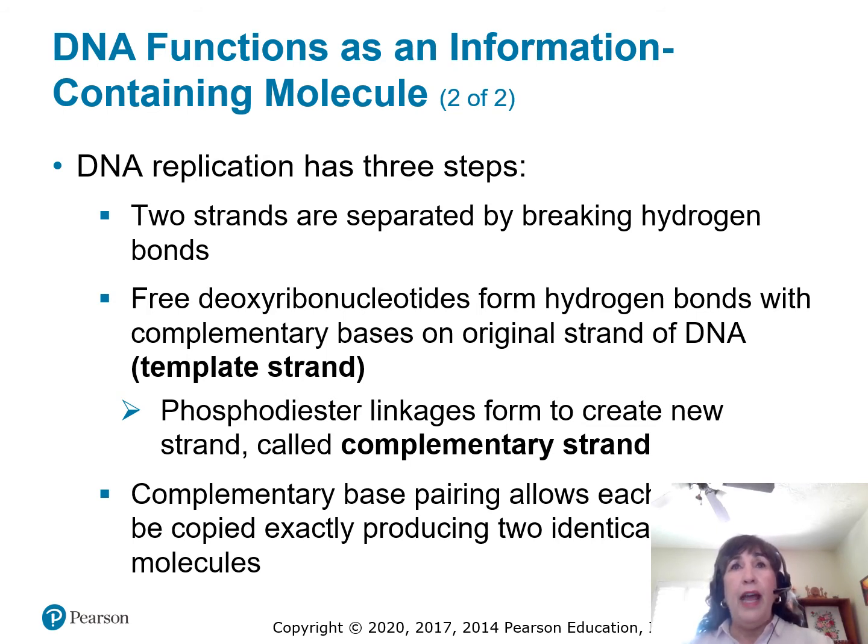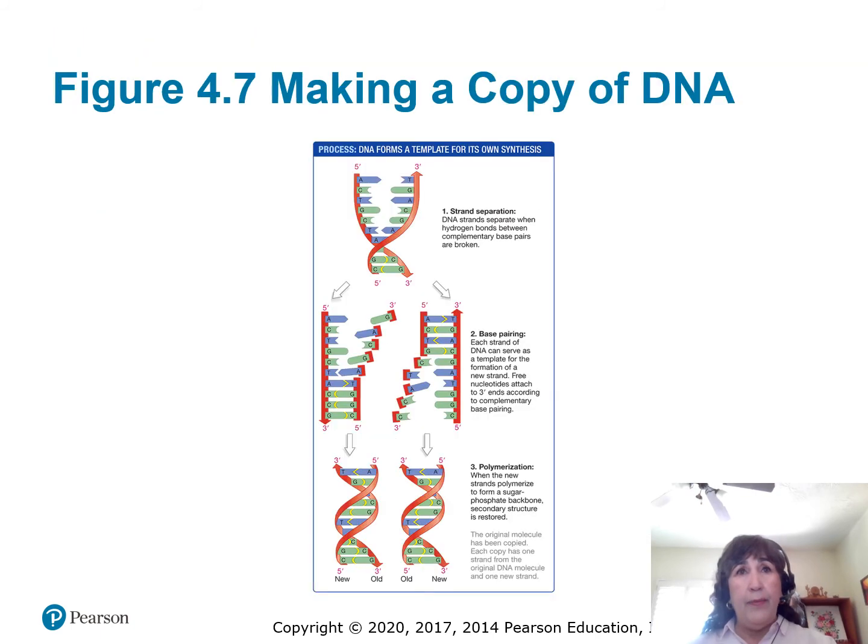DNA replication has three steps. First of all, the two strands have to separate. So the two strands have to unwind, and then the hydrogen bonds need to be broken. After that, one strand can be used as the template strand, and the other one is the complementary strand. Because of complementary base pairing, if we know the nitrogenous bases on one side, we have to know the nitrogenous bases on the other, because A always complements T and C always complements G.